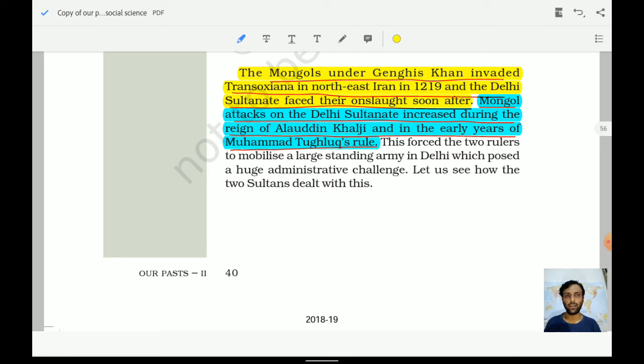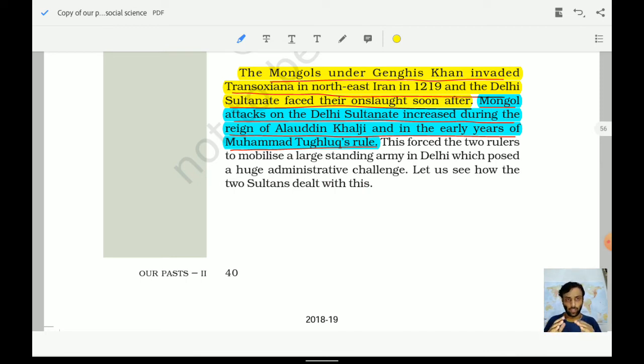But because Iltutmish was quite smart, because a person from the Khwarezm kingdom came just to hide in the court of Iltutmish. So all these stories we will understand in the subsequent chapter, how smartly he refused Genghis Khan, and Genghis Khan did not attack the Indian subcontinent.